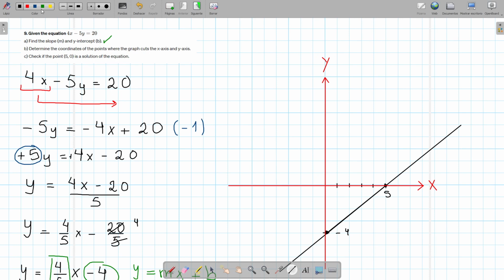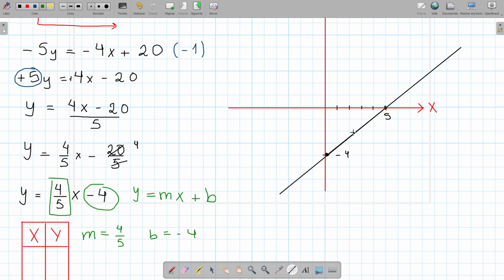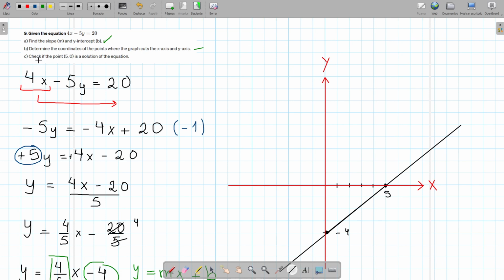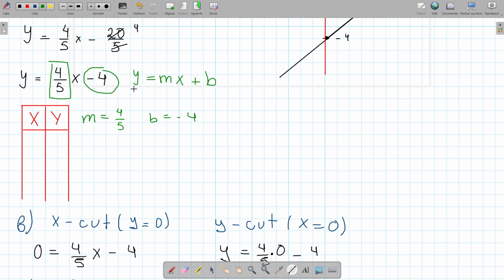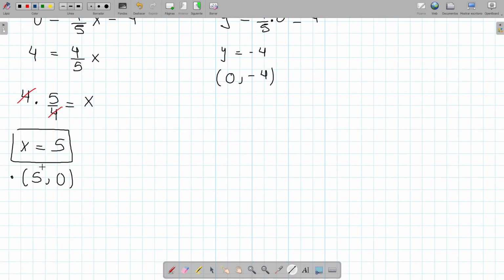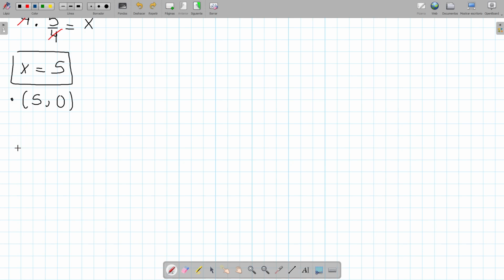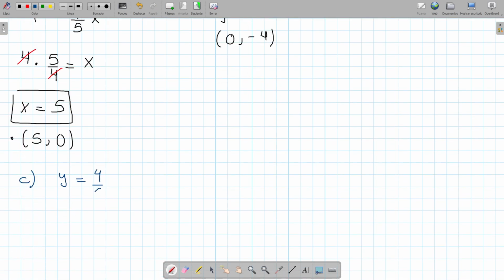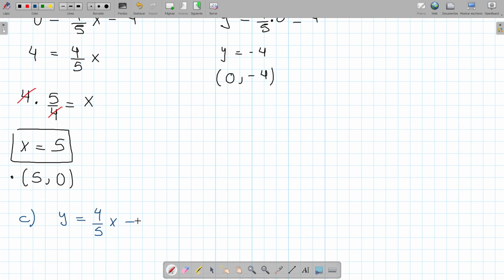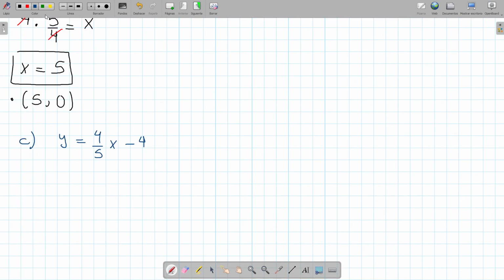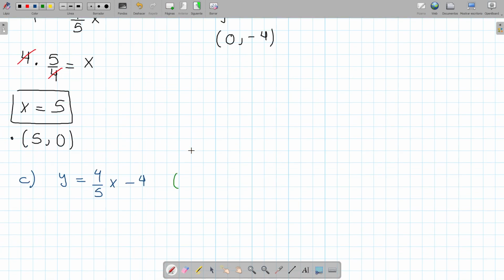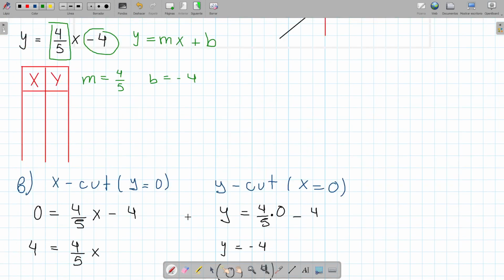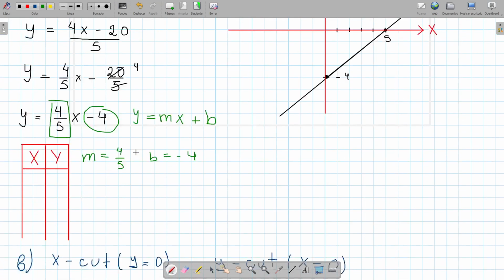Now that we have the cuts and the linear function in the graph, we are going to check if the point 5, 0 is a solution of the equation. What that means is that if we have the function y equals 4 over 5x minus 4, it has to include this point, 5 and 0.